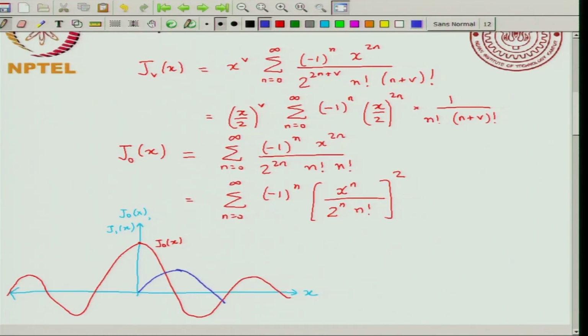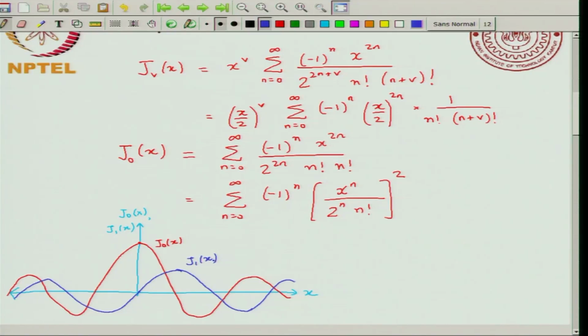It also shows similar oscillations, and this is actually an odd function. Because of this leading x raised to 1 in front of it, it is an odd function. So it looks like this. So this is x raised to 1, and this is J_1 of x.